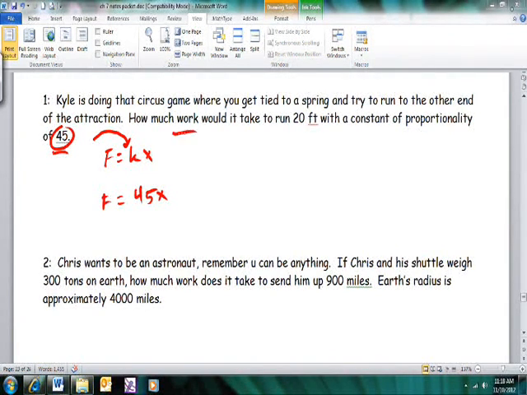Now we want to know how much work, not how much force. If it was how much force, then you could just plug in 20 directly. But we want to integrate, bring out the 45, x dx, and we want to run 20 feet, so we're going to go from 0 to 20.